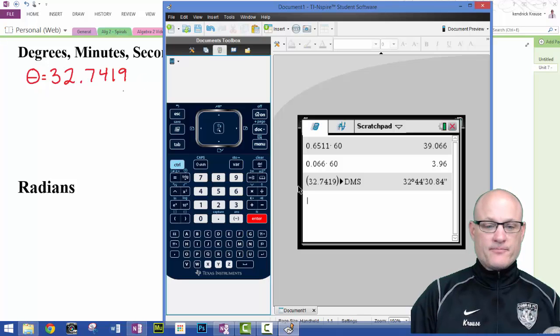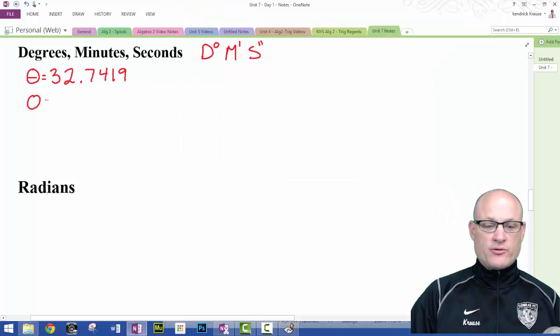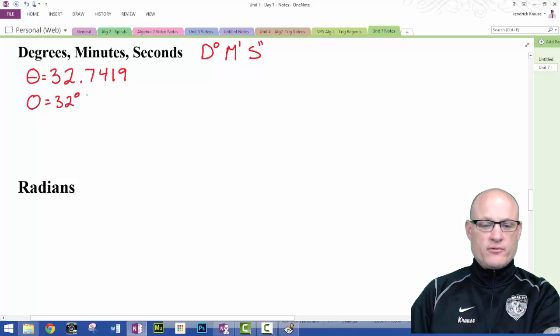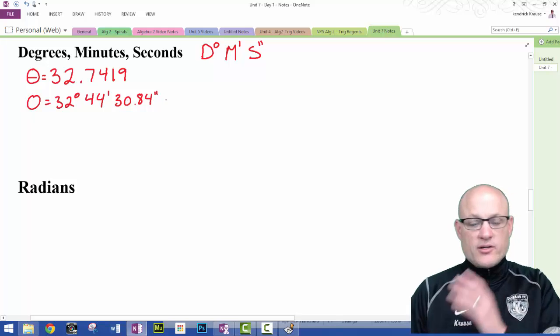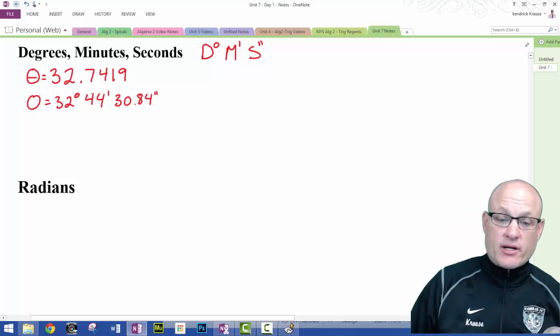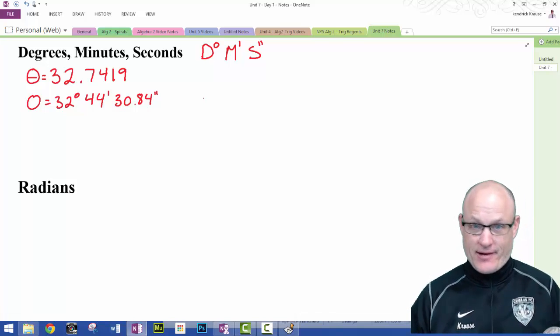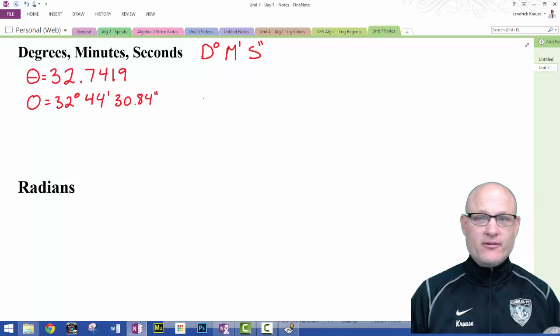Let me write that down. So theta is equal to 32 degrees, 44 minutes, 30.84 seconds. And you're going to be responsible for putting that single tick mark and that double tick mark. Now, here's the thing that's really aggravating, because you're probably like, well, that's easy. I hope they have a lot of questions like that on the Regents exam. They do. They do. But they're going to kill you with the rounding.